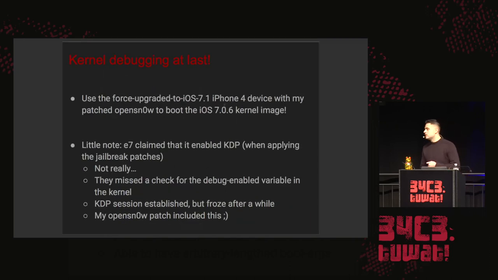So where we are at last. I had an iPhone 4 device with iOS 7.1, and I was using OpenSnow to boot the 7.0.6 kernel that had the bug that I was interested to exploit. Now, one side note here is that as I was doing that and trying to add to OpenSnow all the patches to the kernel to enable kernel debugging, I was reversing the evasion 7 binary as well. The evasion 7 binary, after it exploited the kernel, was also patching it to enable kernel debugging. So I was just copying their patches and adding them to OpenSnow.